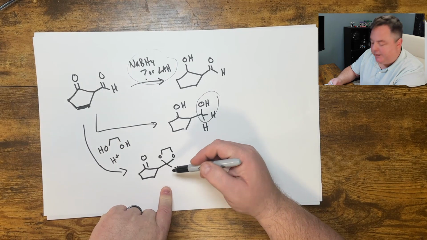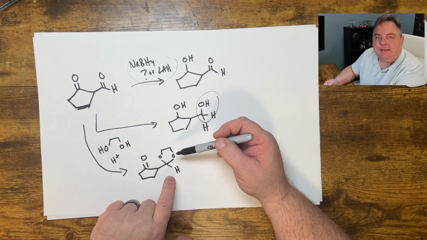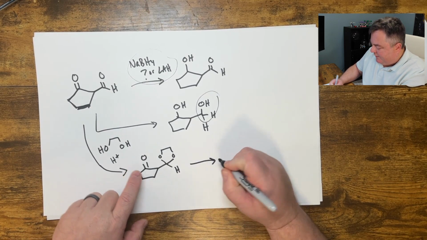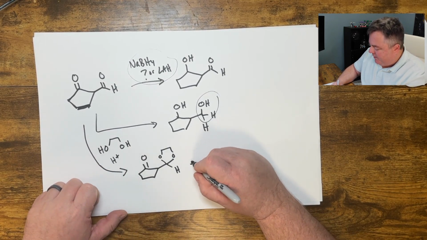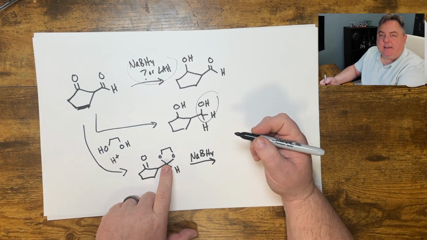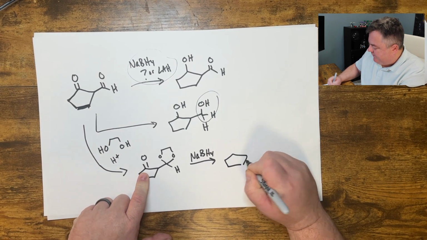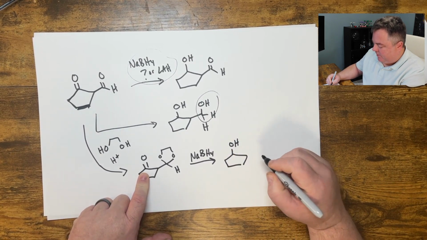So I preferentially protect or hide the aldehyde and make an acetal out of it. Now, once it's protected, I can do my reduction. So I add my sodium borohydride. This is not a carbonyl anymore, so it doesn't get reduced. Only my ketone does. So it becomes an alcohol.